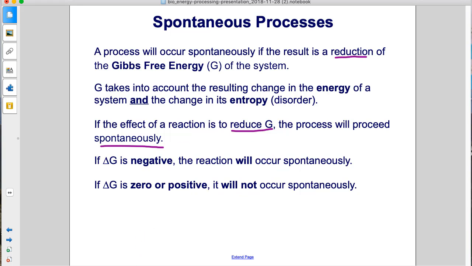If a change in Gibbs free energy is negative, it will occur spontaneously. If the change in Gibbs is zero or positive, it will not occur spontaneously.